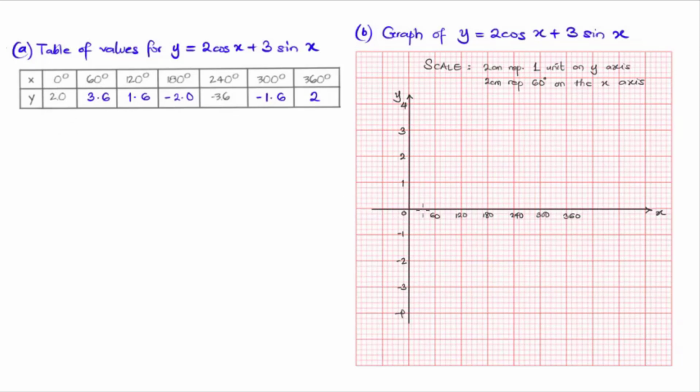plot our graph. Like in the first case, when x is 0, y is 2. So x is 0 degrees, y is 2. That's being shown in blue. That's y 2. When x is 60 degrees, y is 3.6.